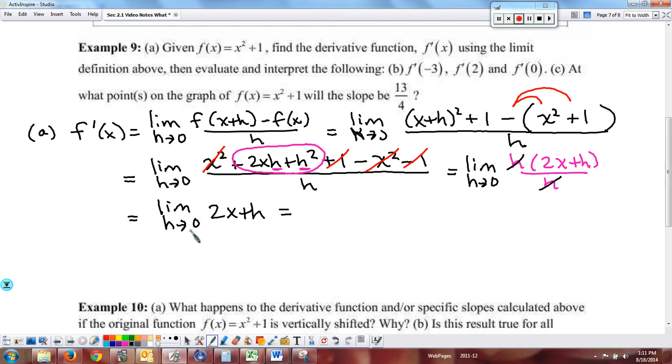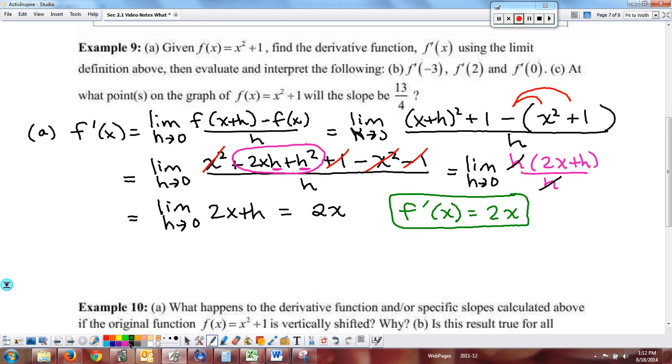And now we're actually going to do the limit. We're going to say as h goes to 0, now that I have removed the division by zero problem in the previous step, I can just substitute it in and say that when h goes to 0, this formula is going to be 2x. So what this tells me is that the derivative of x squared plus 1 is found by simply doing twice whatever x value I want the slope at.